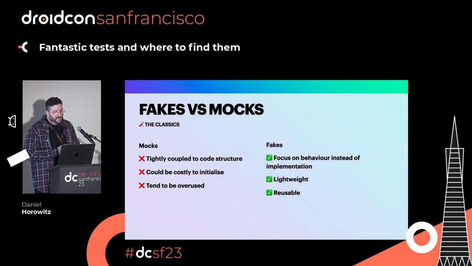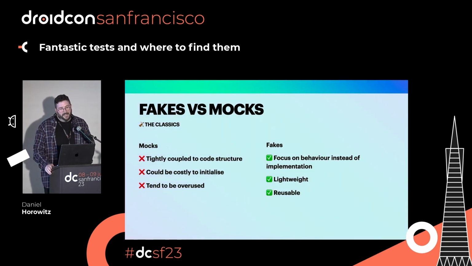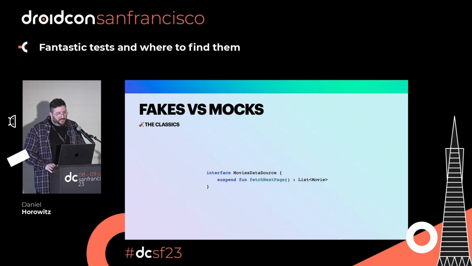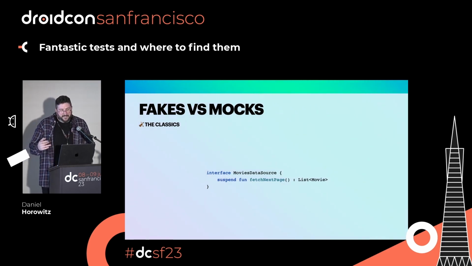You can take a look. And fakes are naturally reusable. We will see later that you can also reuse mocks. And mocks have some use cases, which we'll also see in this talk. But as a rule of thumb, you should take this into account. So let's go through one example of what Jake Wharton was talking about, refactoring and how this saves some time. Right? So imagine you have a movies data source, and this data source fetches a list of movies.